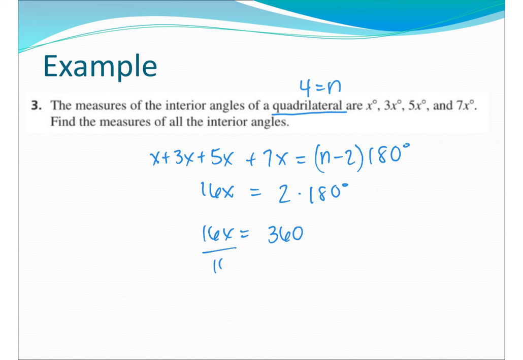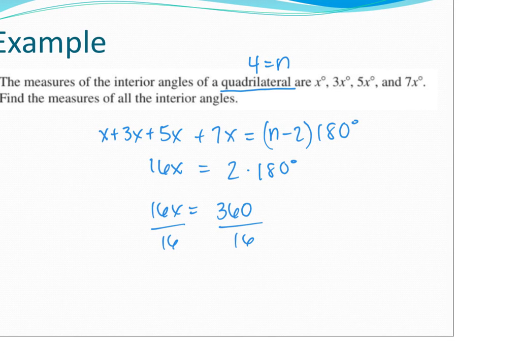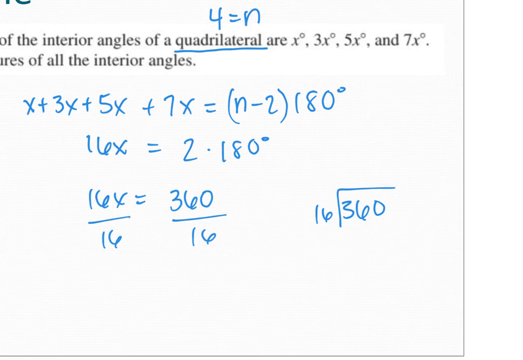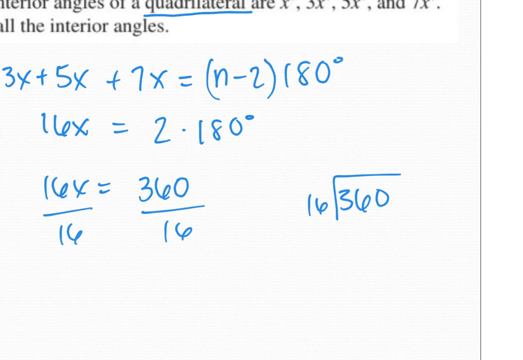You divide by 16, divide by 16. And yes, you're going to have to divide by 16. So you have to do 360 divided by 16. Okay, so we divide by 16. 16 goes into 36 exactly 2 times. You're going to subtract 32. You're going to get a remainder of 4. Bring down your 0.